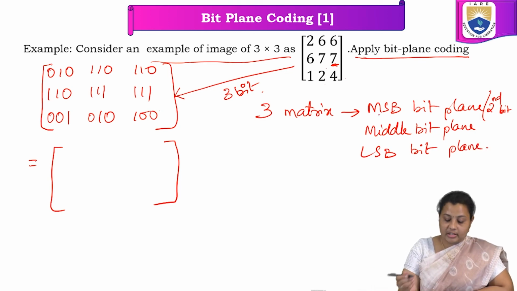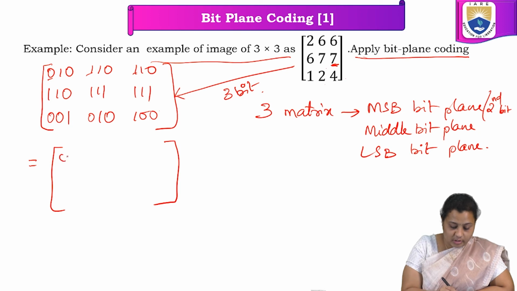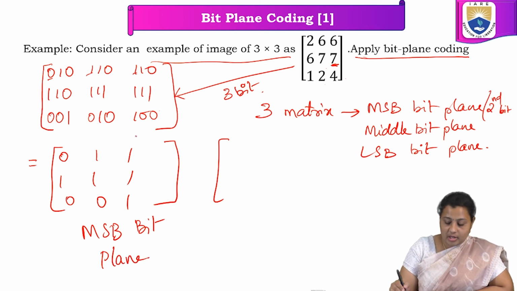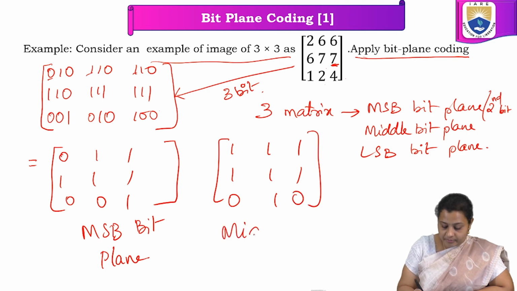If I consider the MSB bit plane, we take all the MSB bit values, that is 0, 1, 1, 1, 1, 1, 0, 0, 1. So this is the MSB bit plane. Then we have the middle bit plane, where we consider the middle values 1, 1, 1, 1, 1, 1, 0, 1, 0. So this is the middle bit plane.